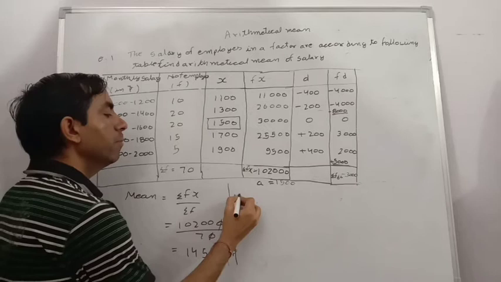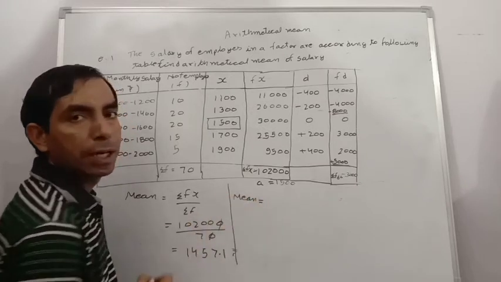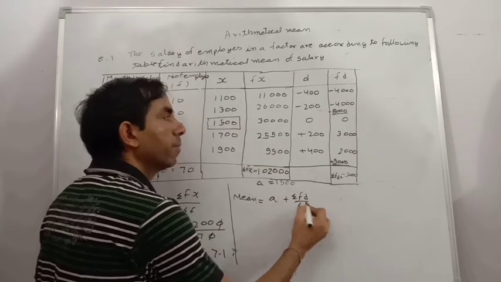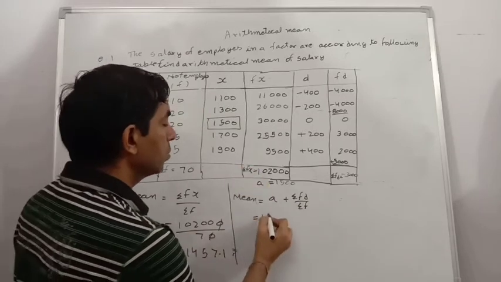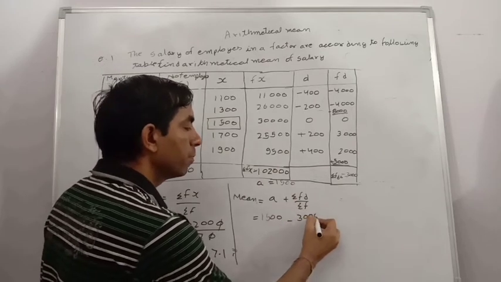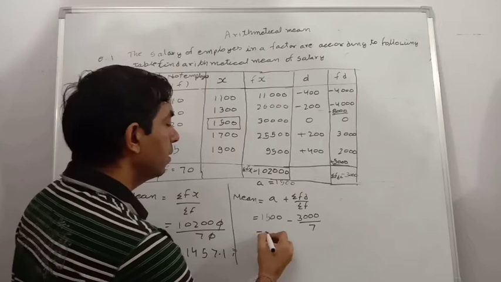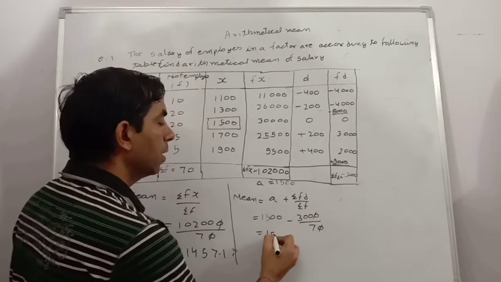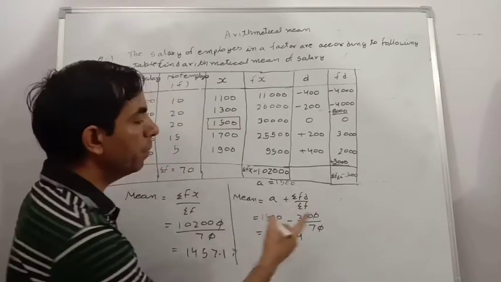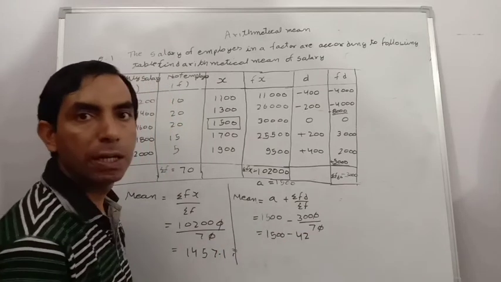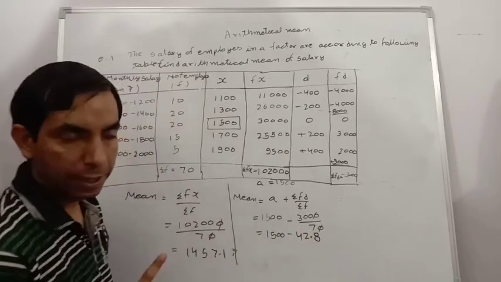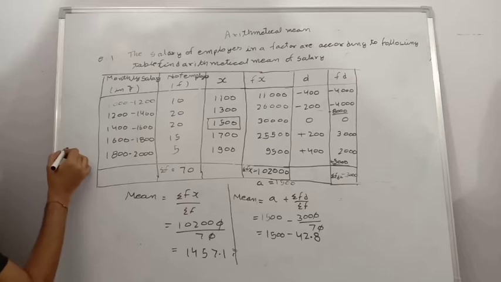Now we can find the mean by the assumed mean method. The formula is A plus summation of fD upon summation of f. The assumed mean is 1500, fD is minus 3000, upon 70. Zeros cancel. 1500 stays as it is, minus 300 divided by 7, which gives 42.8.